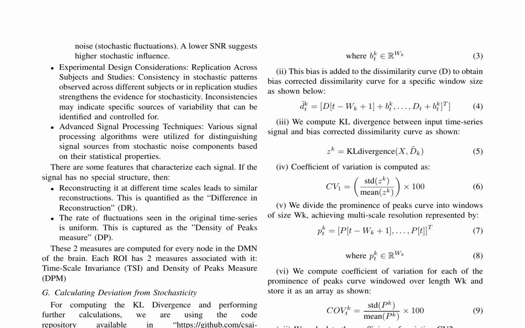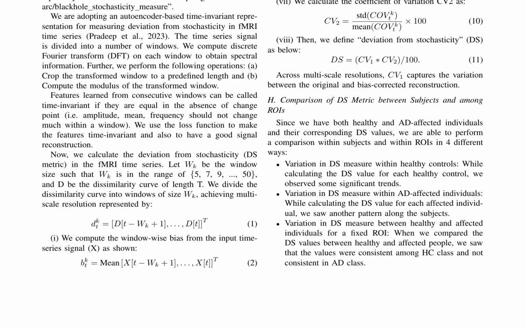Using statistical measures such as variance, standard deviation, and autocorrelation coefficients to assess the degree of variability in the fMRI time series. Random fluctuations not related to neural activity typically exhibit irregular patterns and lack consistent trends over time. Calculating deviation from stochasticity: adopting an autoencoder-based time invariant representation for measuring deviation from stochasticity in fMRI time series.